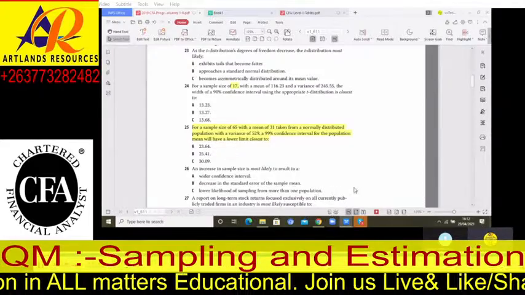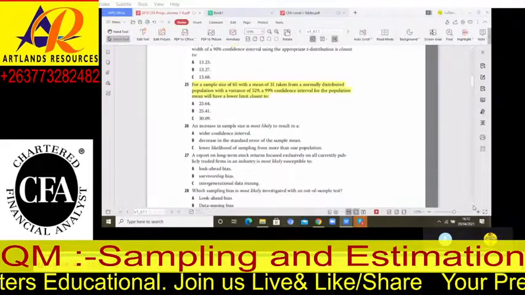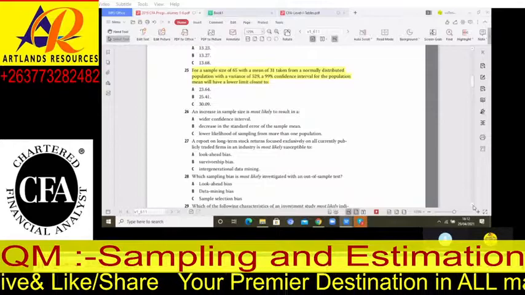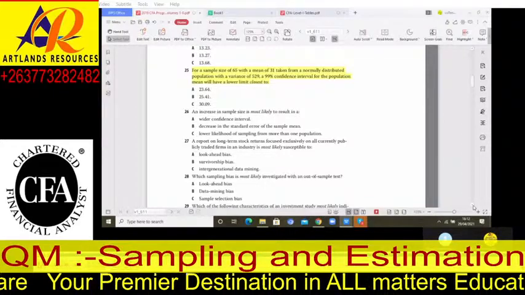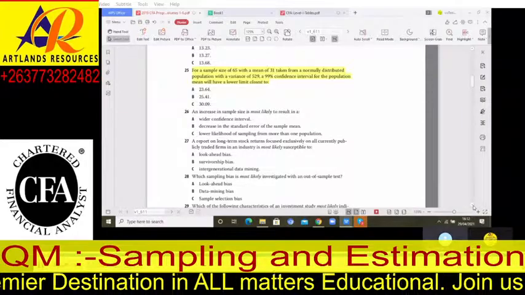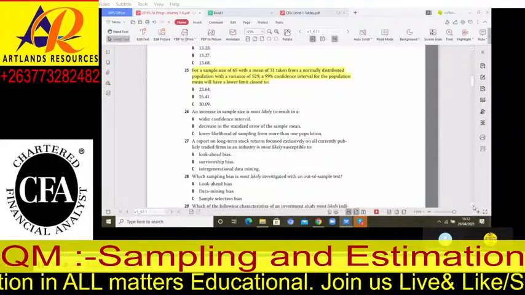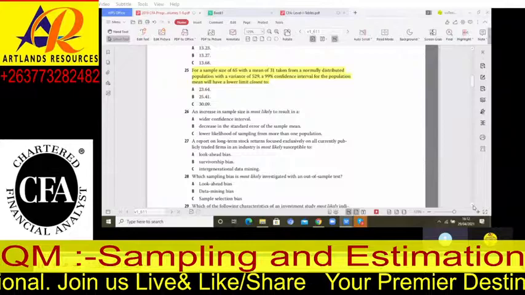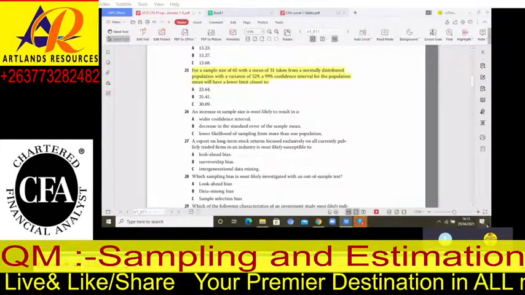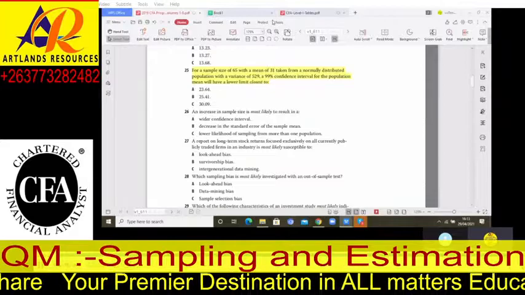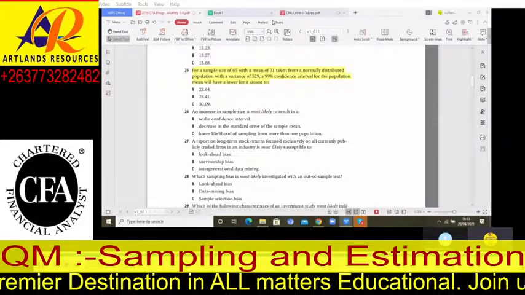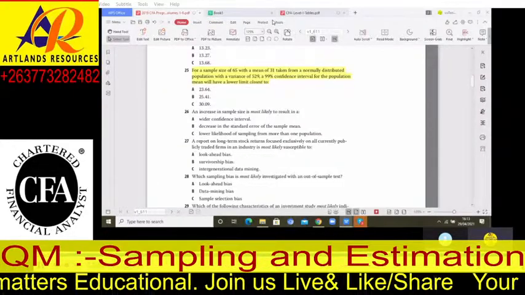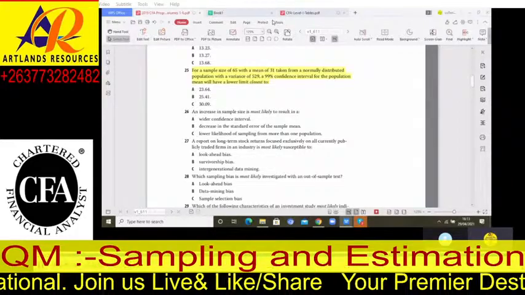An increase in sample size is likely to result in, what will happen if you increase sample size? Decrease in the standard error of sample mean. Yes, standard error of the sample mean decreases, because standard error of the sample mean, we say standard deviation over square root of sample size. So if a sample size increases, it means the denominator increases and the standard error of the sample mean decreases.